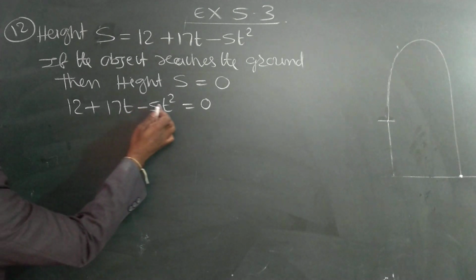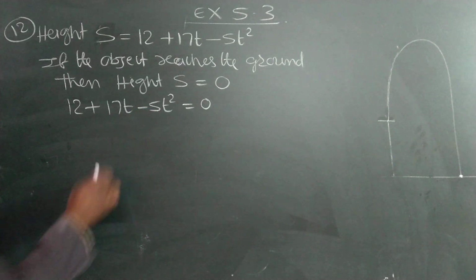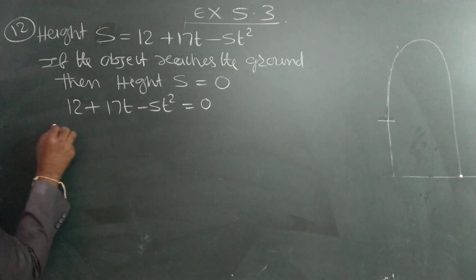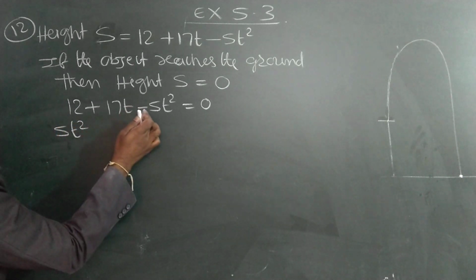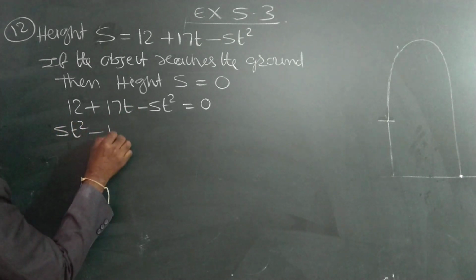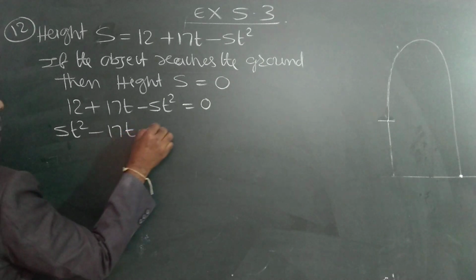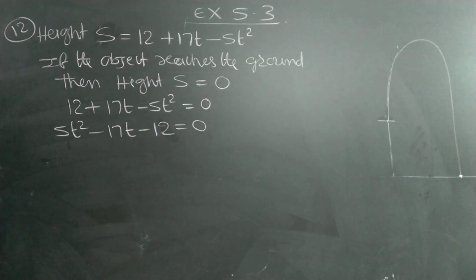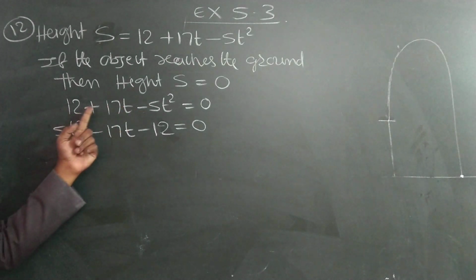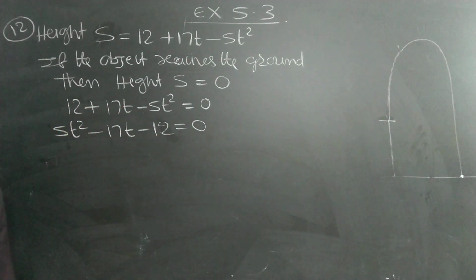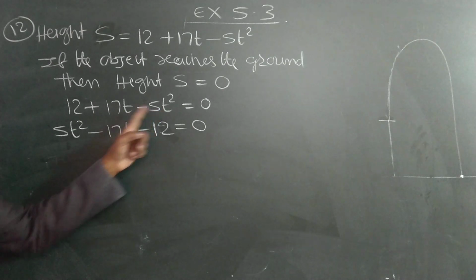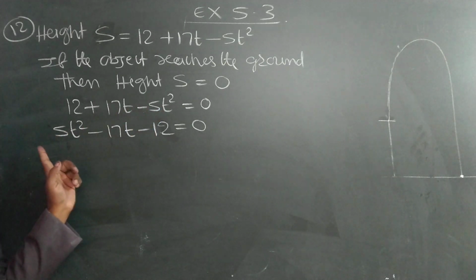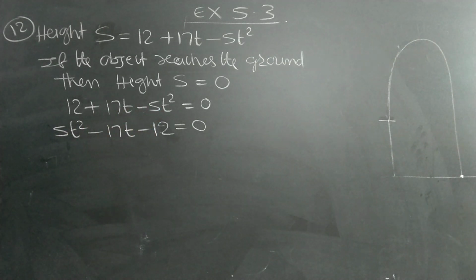Generally, the t square term we should not keep negative. So I am multiplying with minus. Minus will become plus, and this plus will become minus. This is plus, minus, minus. I multiplied with minus so that the first term t square should not be negative. Generally it is positive. Now factorize.